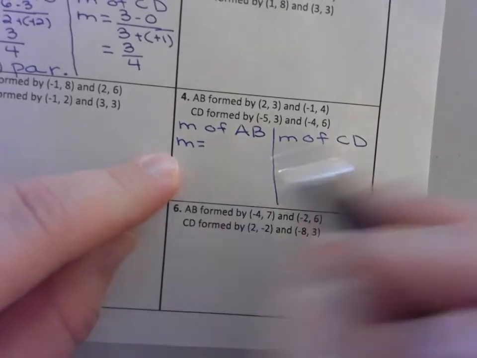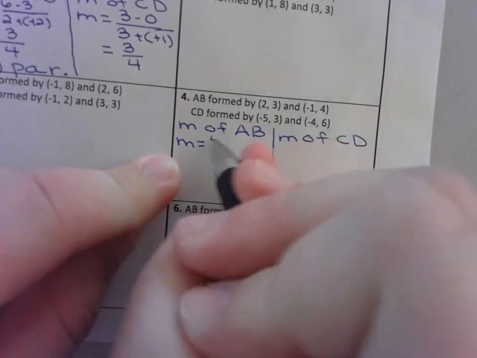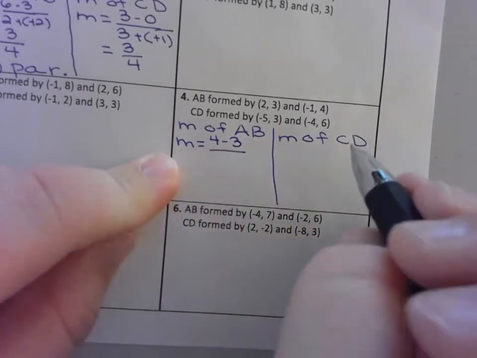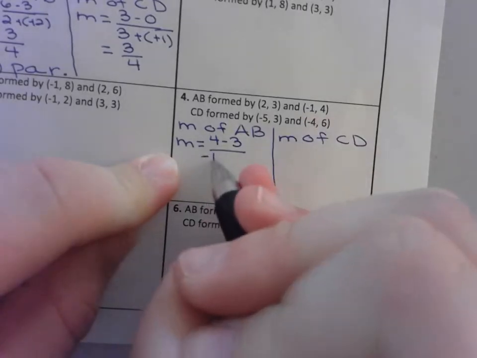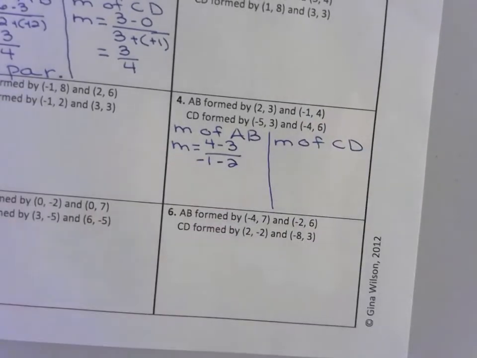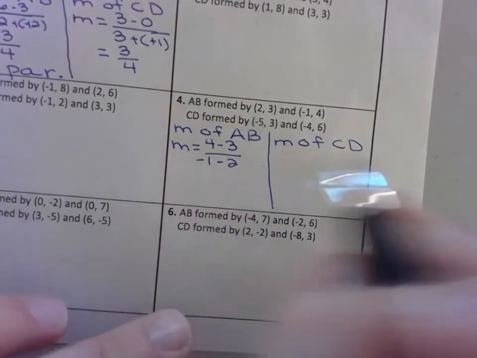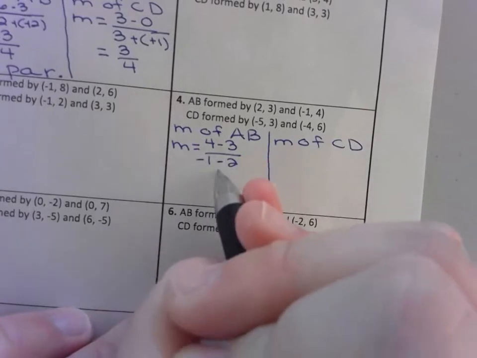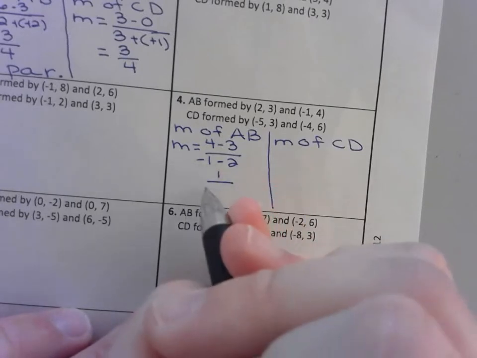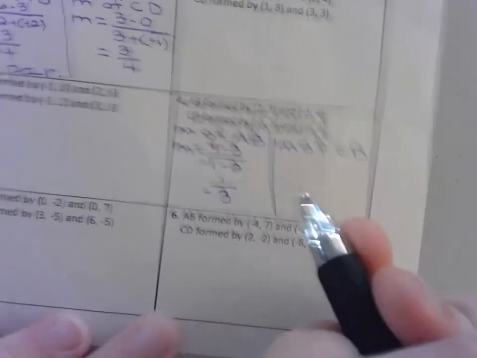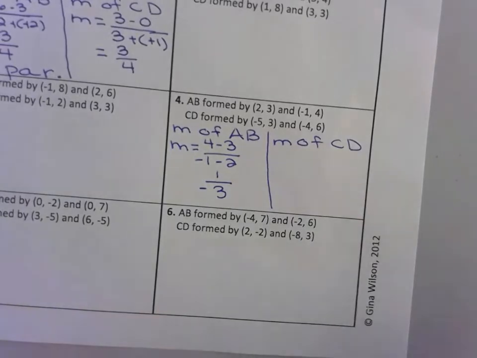So let's find the slope of AB. The second y minus the first y, 4 minus 3, over the second x, negative 1 minus 2. So I'm looking at number 4. We're looking at AB. Second y, 4, minus the first y, 3, over the second x, negative 1, minus the first x, negative 2, so minus negative 2. That will give you 4 minus 3 is 1, over negative 1 minus 2, negative 3, so negative 1/3. So the slope of AB is negative 1/3.